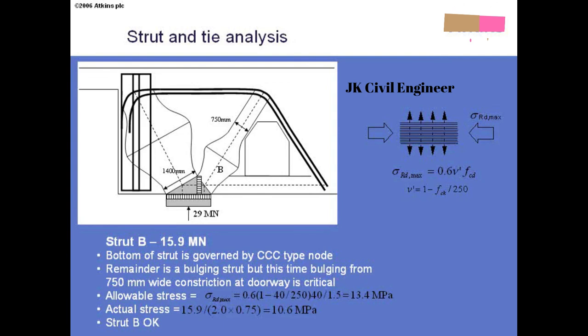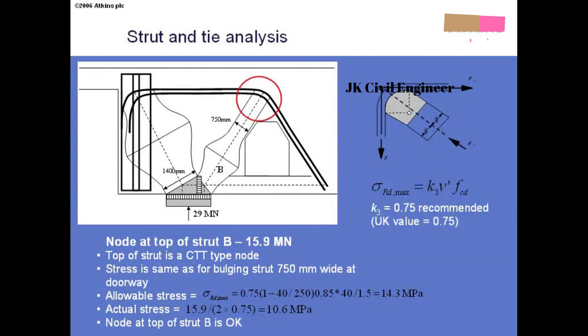We also have to check then the node at the top there. In this particular case, we've got the CTT node, and the stress limit for a CTT node is still greater than the limiting stress for the strut by a small amount. It's 14.3 compared to the 13.4 before, and we've just conservatively here used the same stress in the strut at the next section, but it would have been possible to use a slightly wider strut width.